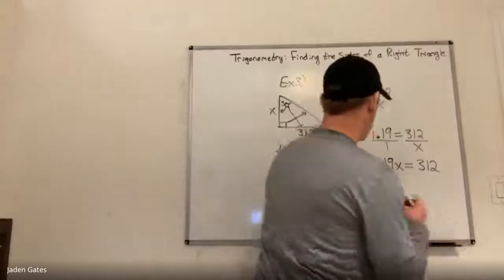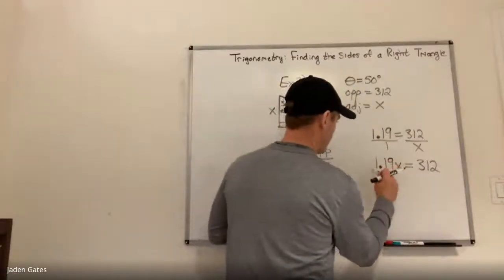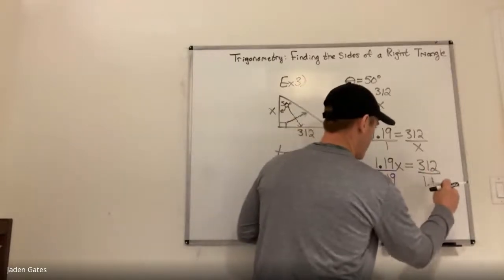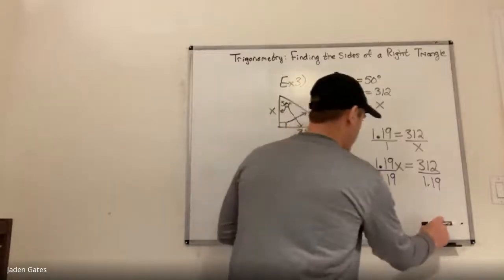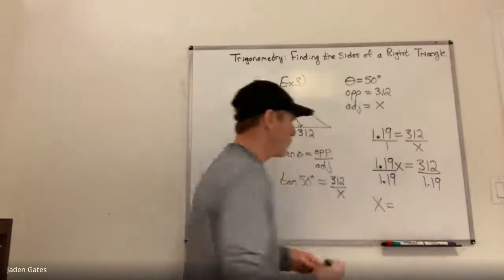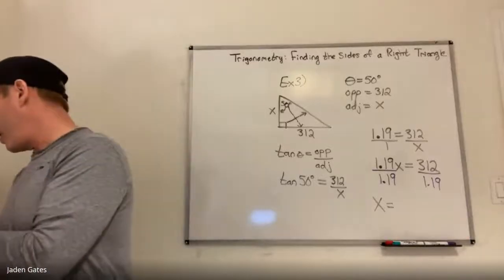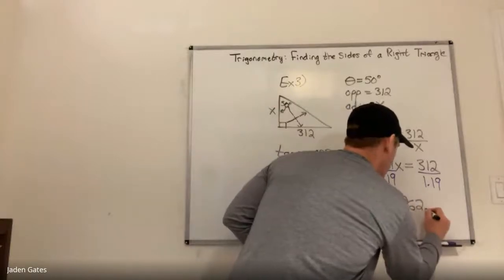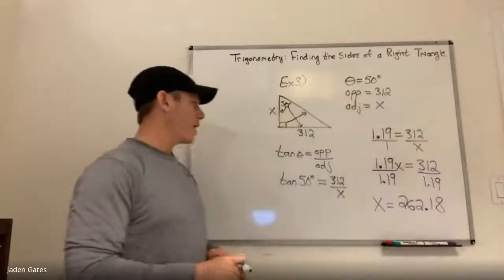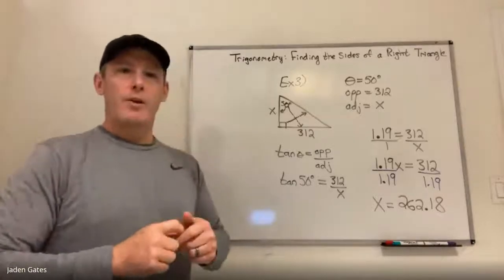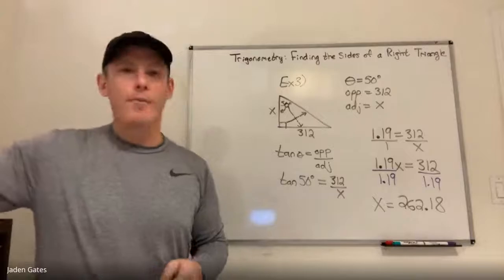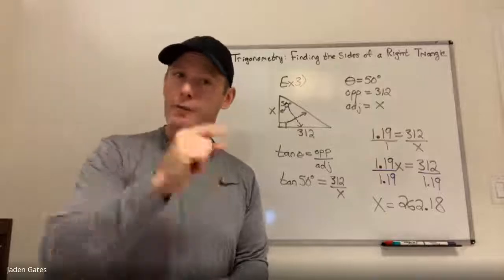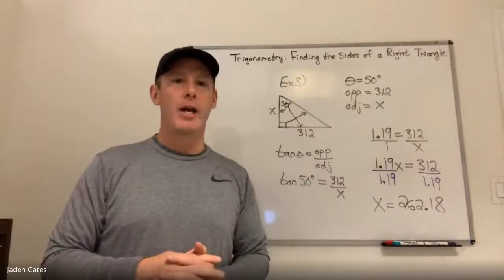So I'm going to divide each side by 1.19. And let's see, I'm thinking my x is going to be 200 and something. So I take 312 and I divide it by 1.19, and I get 262.18. So again, following our steps is the same each time: writing down your given information, figuring out which trig ratio you have to use, subbing in your information, and then solving for x.